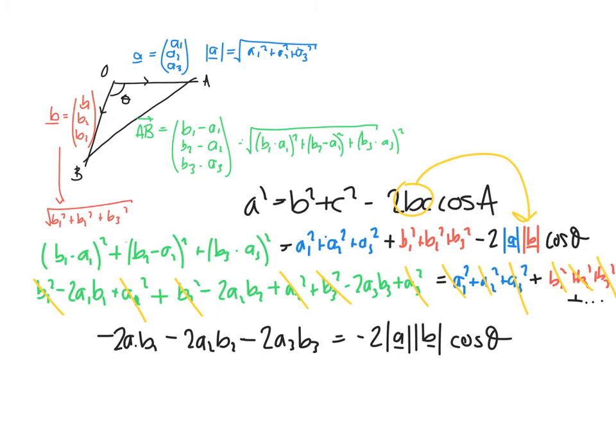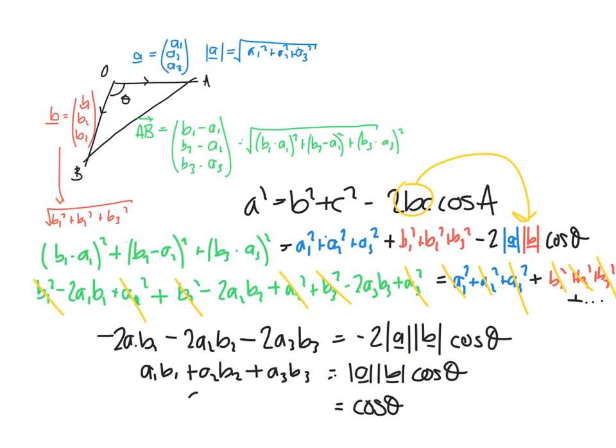Well, hopefully you can see now that if we cancel by minus 2, we're left with a1 b1 plus a2 b2 plus a3 b3, equaling the modulus of A times the modulus of B times cos theta. And by dividing by the modulus of A modulus of B, we actually arrive at our formula, or at least the structure of the formula. And this has now given us what the dot product is.